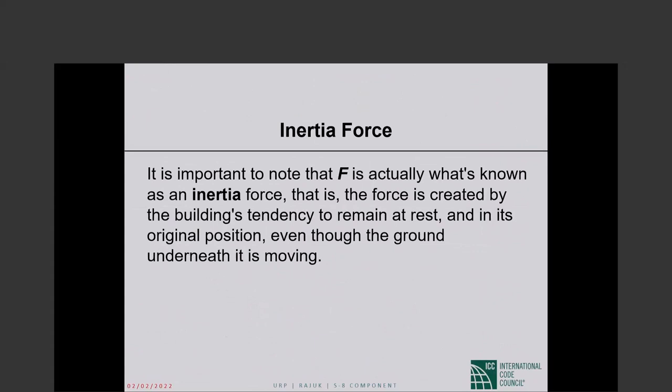It is important to note that the force F is actually known as the inertia force. That is, the force is created by the building's tendency to remain at rest and in its original position, even though the ground underneath is moving.